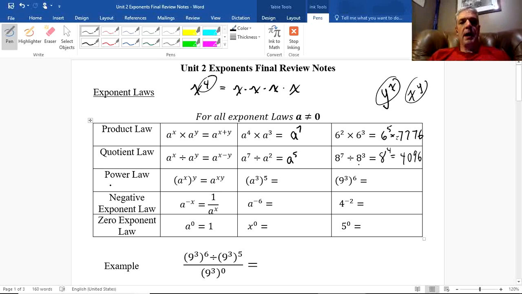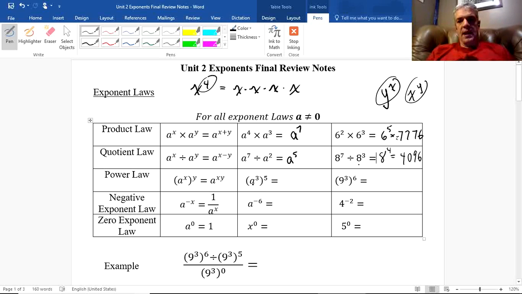Okay. And then we came to what's called the power law. The power law is where we have an exponent to a power. In this particular case, now we multiply the two numbers. So it has to be a to the x to the power y, and then we just do a to the x times y. The best way to look at it is through some examples.